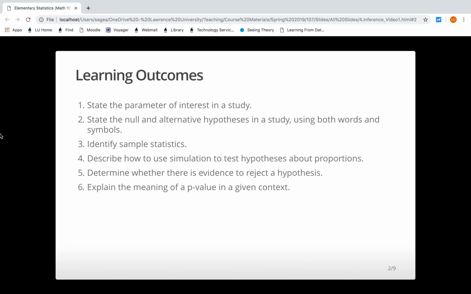This is our first video on statistical inference. In this video, we'll talk about how to state the parameter of interest in a study, state the null and alternative hypotheses using both words and symbols, identify sample statistics, describe how to use simulation to test hypotheses about proportions, determine whether there is evidence to reject the hypothesis, and explain the meaning of a p-value in context.